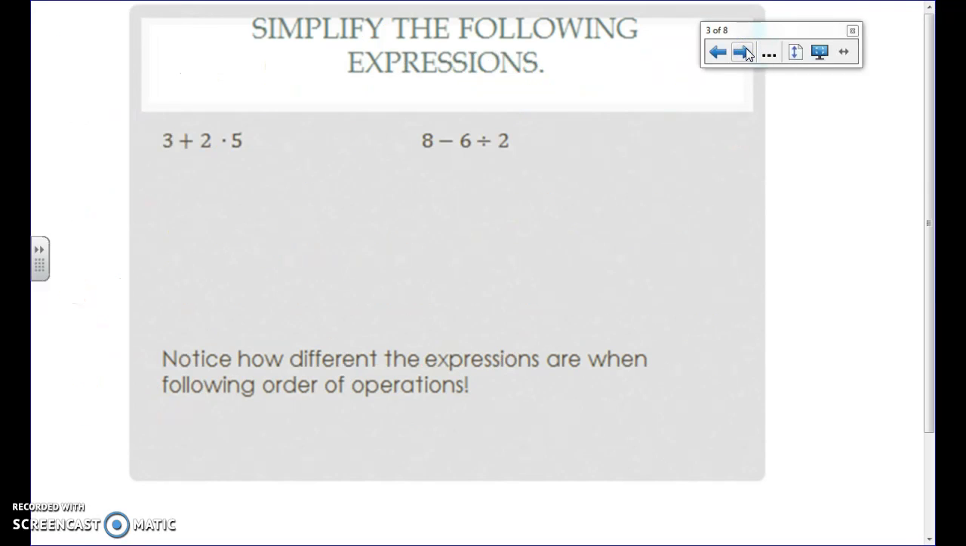So what I'm going to do here first is work these problems out without order of operations, and then I'm going to work them out with order of operations. I want you to see the difference of what happens here. If I were to simplify this expression, we're simplifying, there's no equal sign, these are expressions.